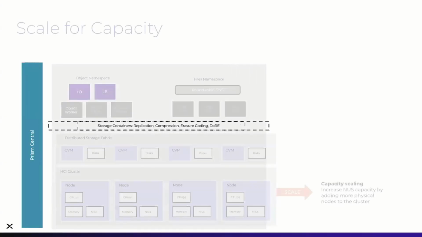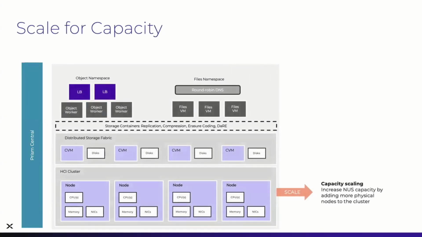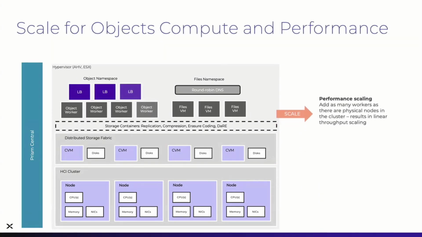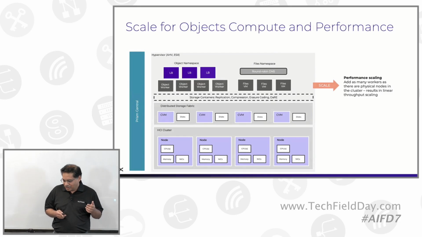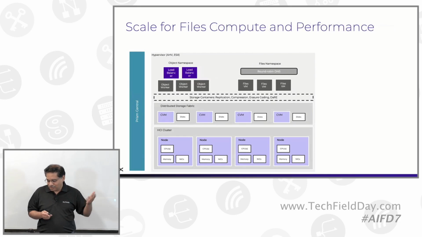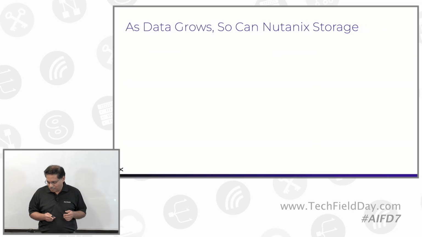But as the workload grows, you can add capacity to the cluster seamlessly, without impacting the applications that run on top. Capacity scaling is just a matter of adding more storage to your environment. It's the same cluster, but it scales. Similarly, if you want to scale compute instead of storage, you could just add more service endpoints. In the case of an objects namespace, we just add more worker nodes. In the case of files, we would do the same by adding more file server VMs.